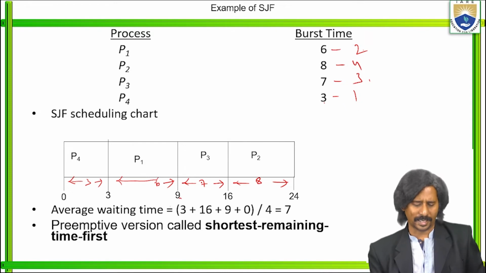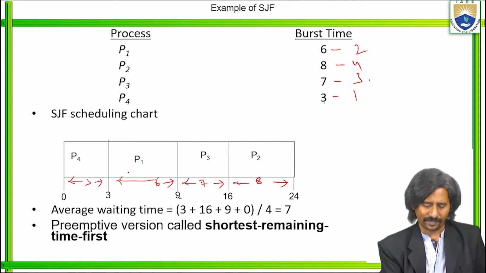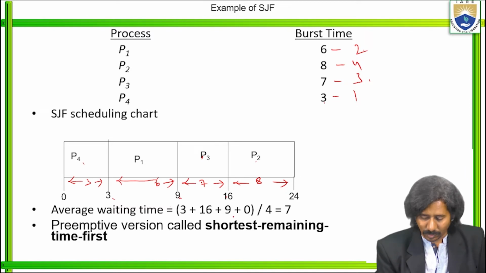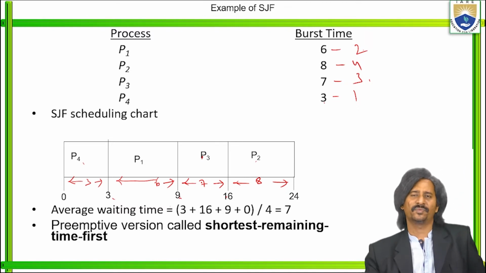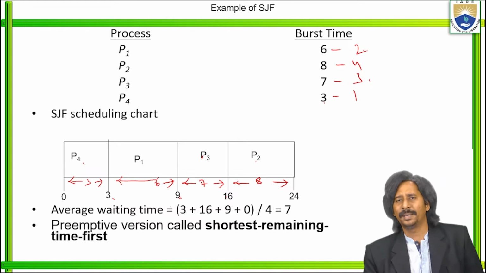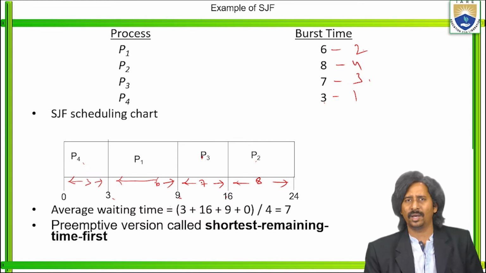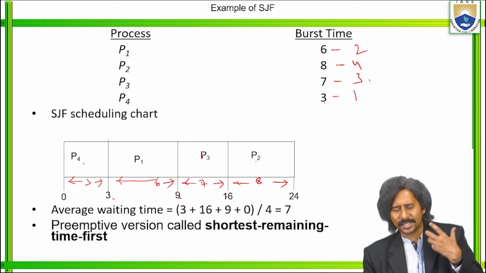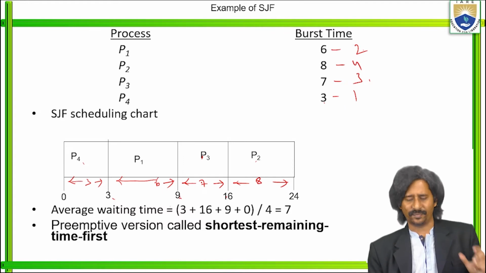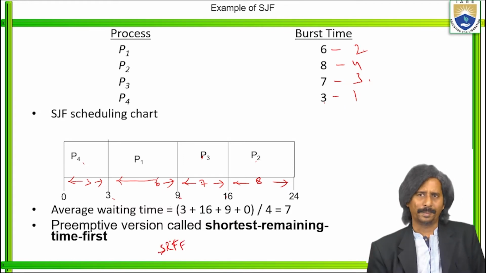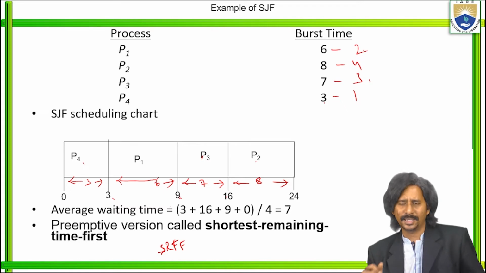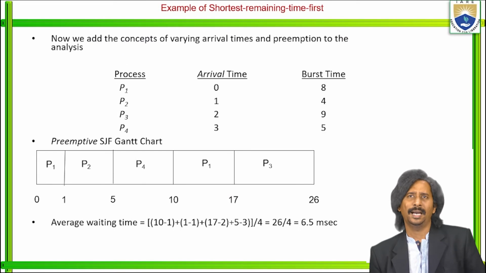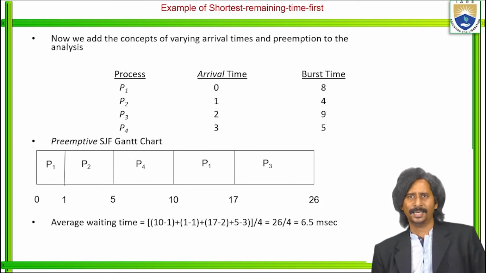Here we know how to calculate the average waiting time. Waiting time of P1 is 3, P2 is 16, P3 is 9, P4 is 0, divided by 4, which equals 7. This is the non-preemptive version. Another name for this SJF scheduling algorithm is shortest remaining time first, SRTF. Shortest remaining time first is the preemptive version of the SJF scheduling algorithm.